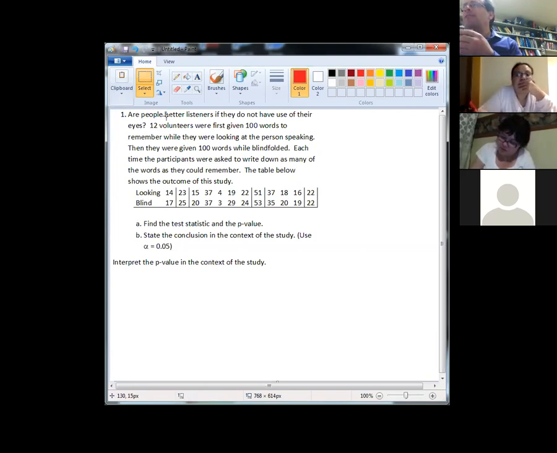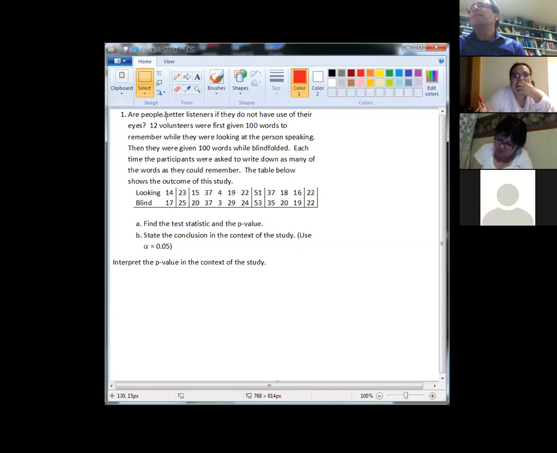Okay, this is profoundly different than the last one. And it may look similar because we're comparing looking versus blind, and they're both quantitative. Do you see that? Anyone know the difference? Any of you all see the difference between the two? The main difference? Okay, I'm getting a lot of silence.